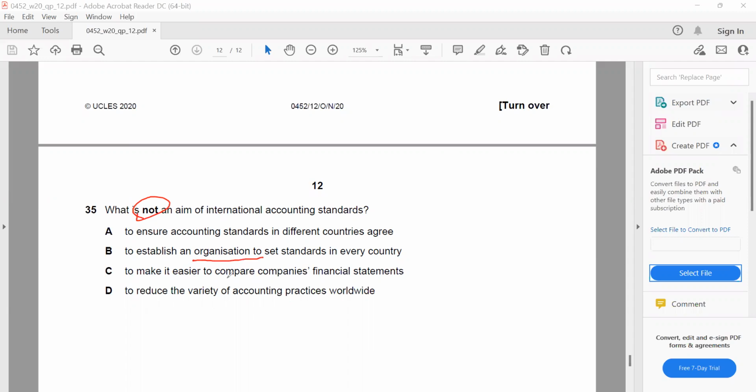To make sure it is easier to compare, for comparison purpose, it will help to reduce the variety of the accounting practice worldwide. This is to reduce the differences. So this is one of the aims. So the answer should be B. Okay. So that's all for this paper.